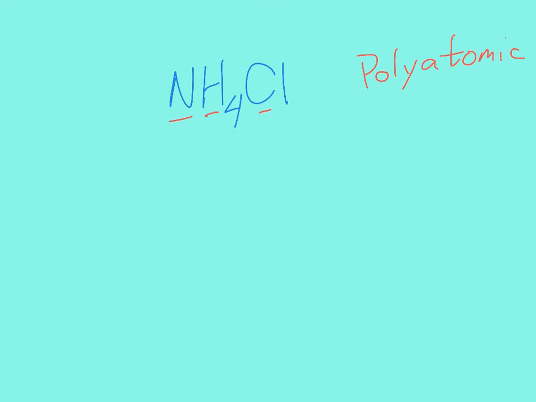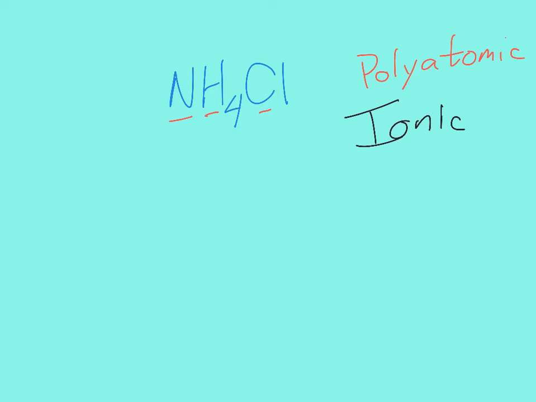All right, so now let's try NH4Cl. Okay, well, the first thing I look for here is I have 1, 2, 3 capital letters. So this can only be polyatomic, and polyatomic is ionic. This is an ionic bond. Okay, so now I have to find which one is the polyatomic ion. Now normally brackets could help us. That identifies the polyatomic ion.